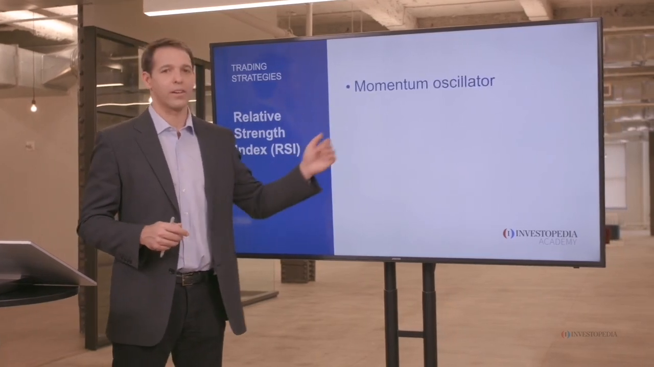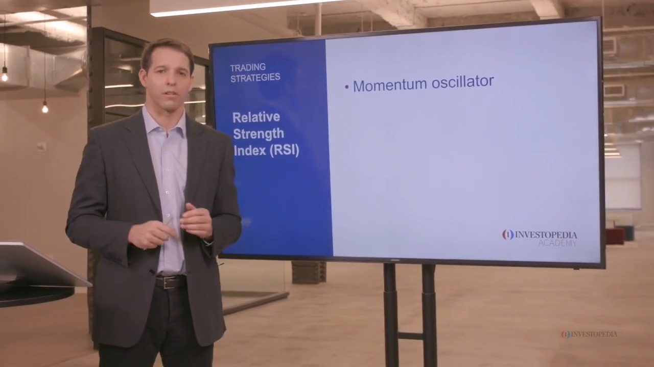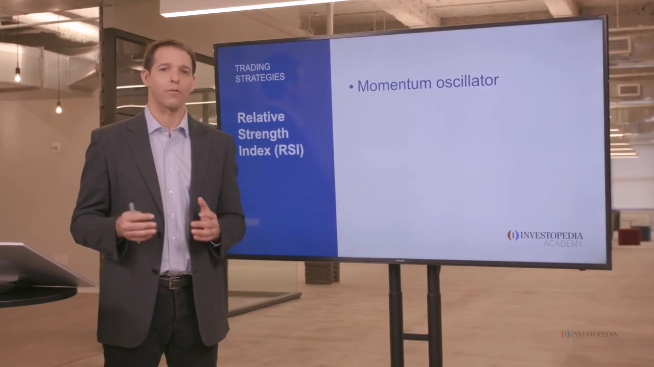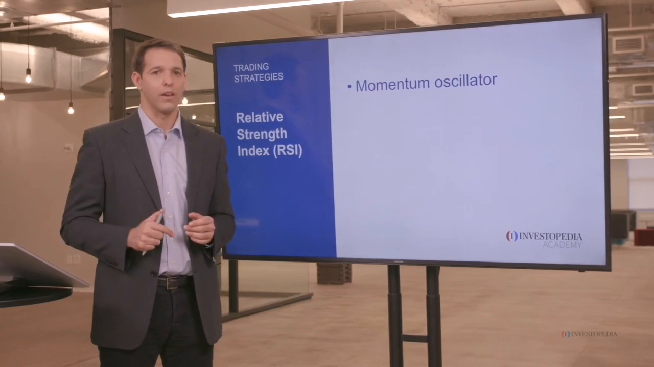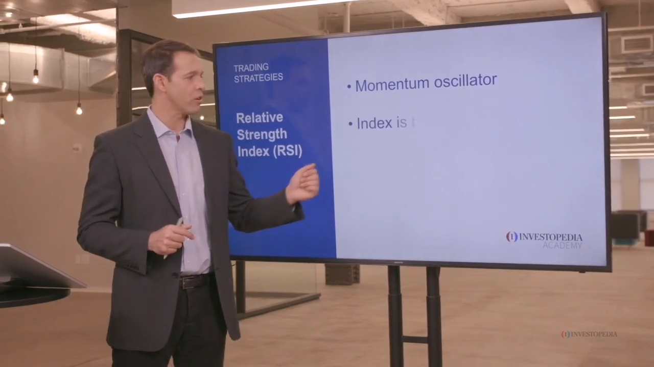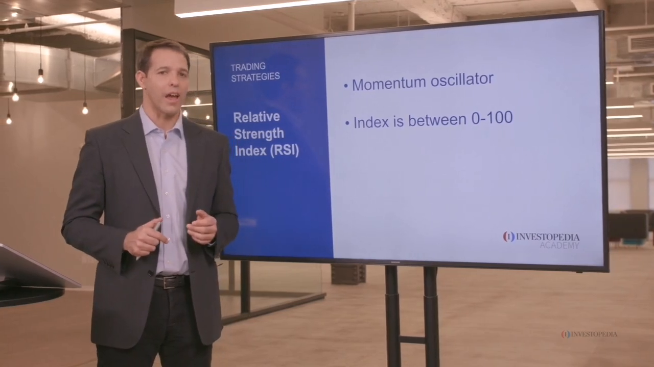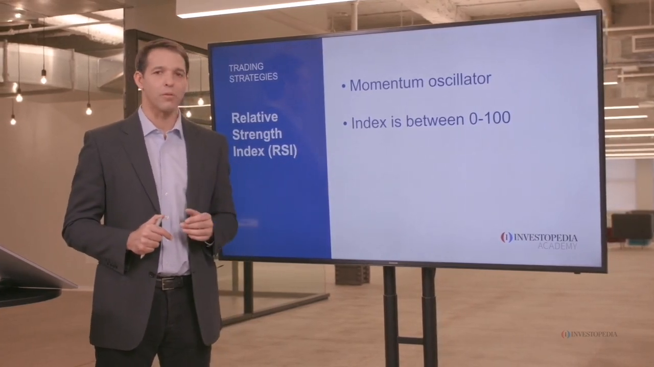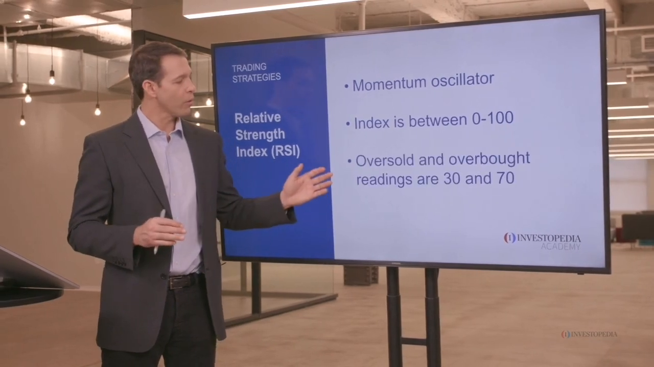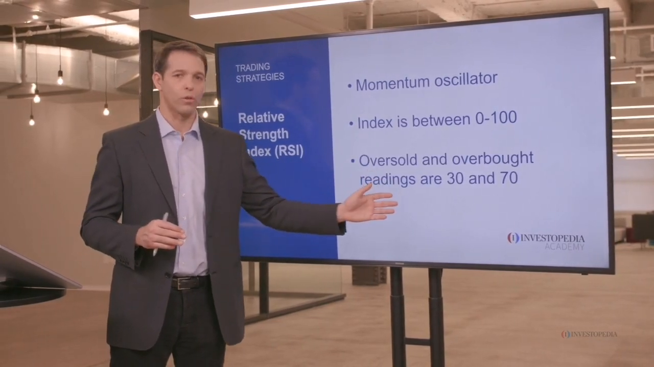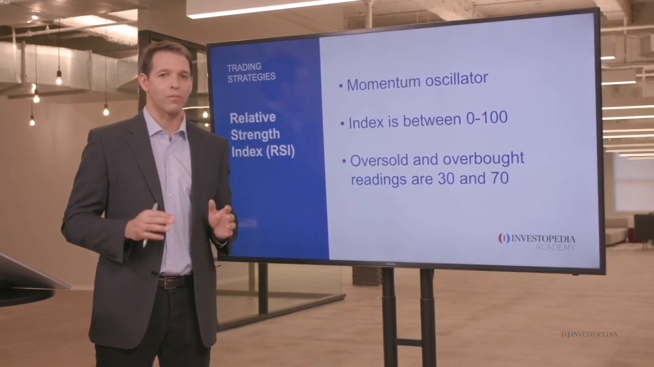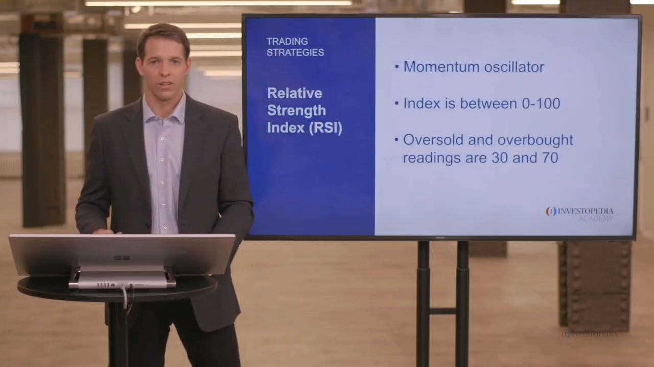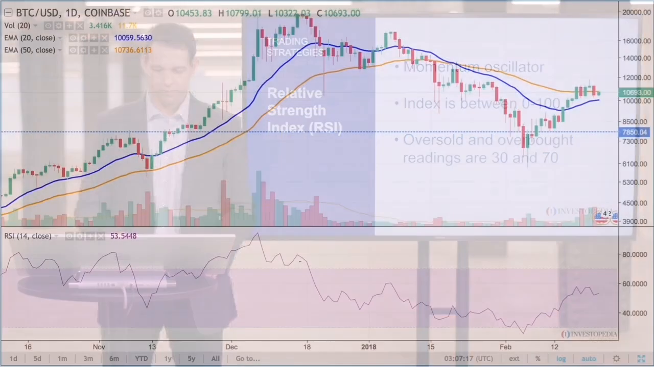Now, the relative strength index is a momentum oscillator. It basically measures the health of the market, specifically the health of the rally or the health of the sell-off. It's calculated on an index between 0 and 100, and between these numbers, there are some key readings. A reading below 30 is considered oversold, and a reading above 70 is considered overbought. Now, let's get into a few charts to help us determine this.